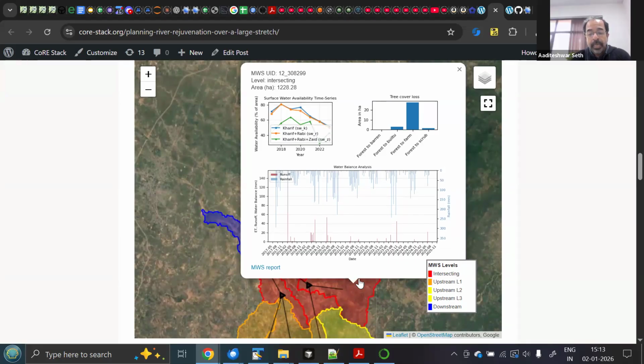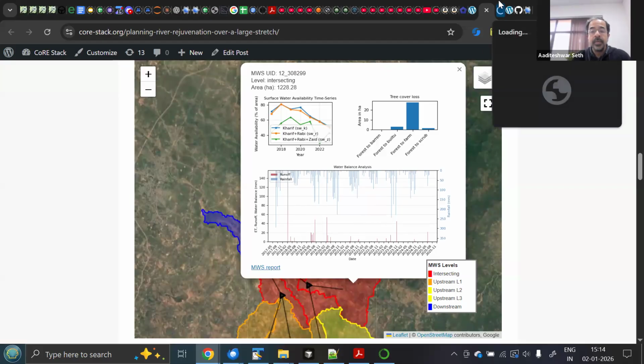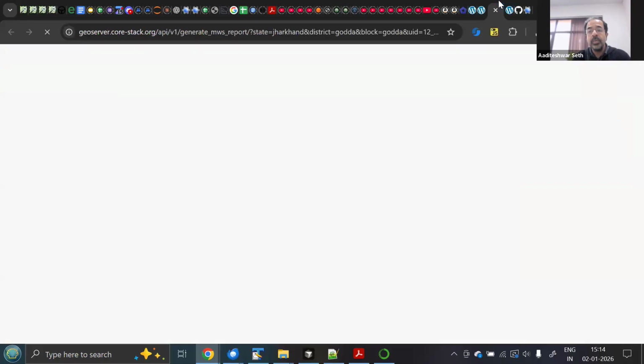So like in this micro watershed, we are seeing that surface water availability has been continuously declining over the years. And there is also a lot of deforestation happening. A lot of forest area got converted to farming areas. And then other things like what is the rainfall in these areas? What is the runoff in these areas? A lot of these are data points which are already available. This links to the micro watershed report, which gives you even more detailed data points.